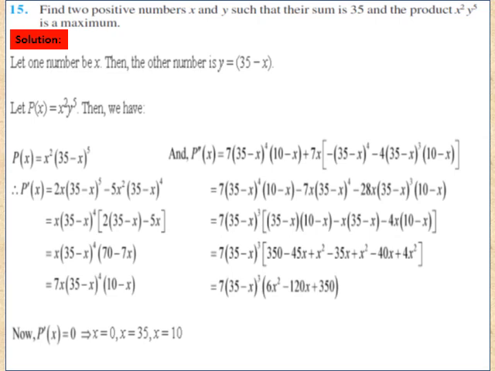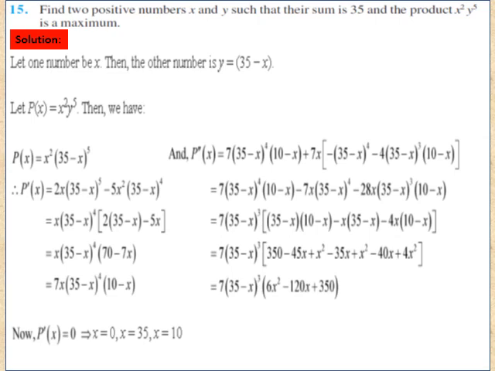Now the product is x²y⁵. That is, putting the values, P becomes what? x², and in place of y we put (35 - x)⁵. So P'(x) equals 0. Finding P'(x), after simplification we will get 7x(35 - x)⁴(10 - x). So if you put P'(x) equals 0, we will get x equals 0, x equals 35, x equals 10.